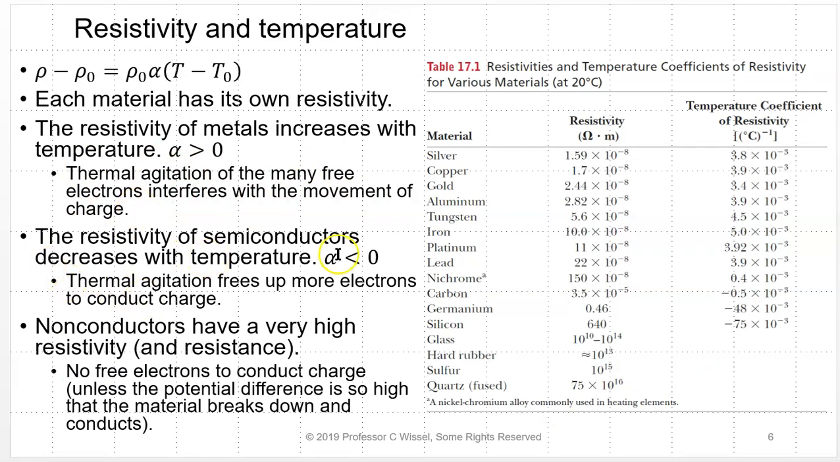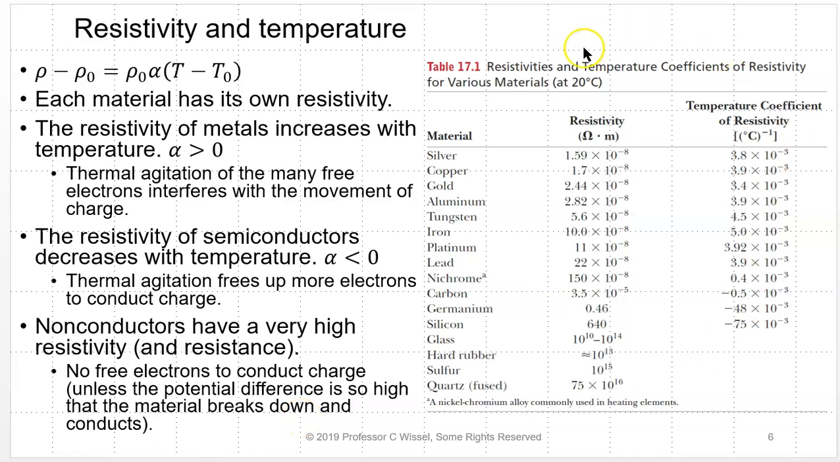The resistivity of semiconductors decreases with temperature, so alpha is less than 0. Thermal agitation frees up more electrons to conduct charge, so they're sort of the opposite. Non-conductors have extremely high resistivities and resistance. There are no free electrons to conduct charge unless the potential is so high that the material breaks down and conducts.